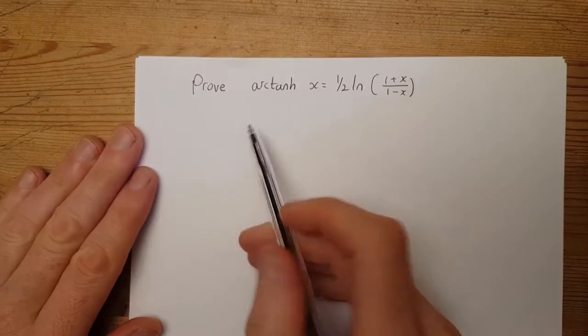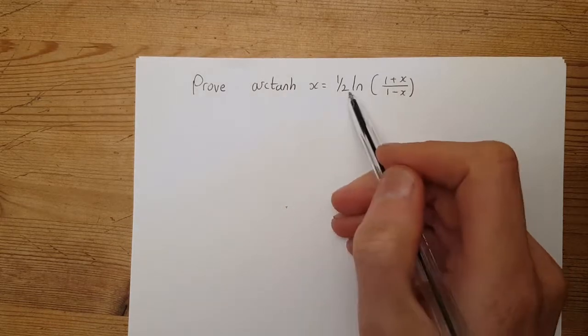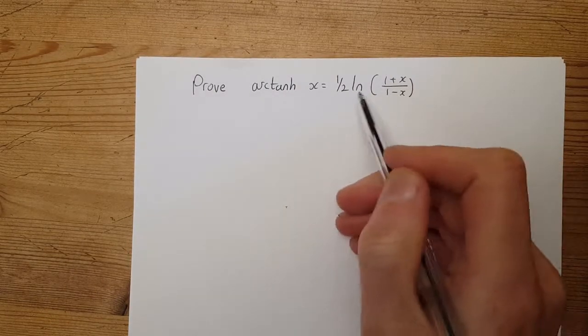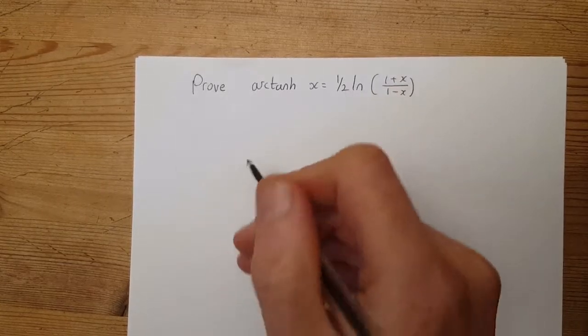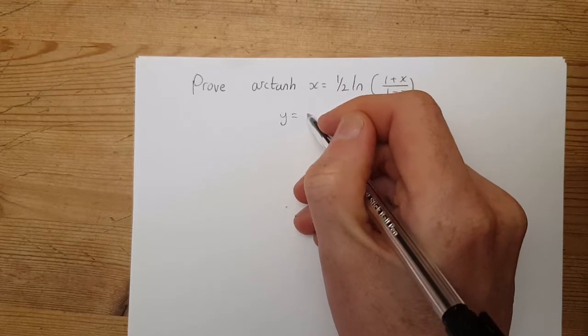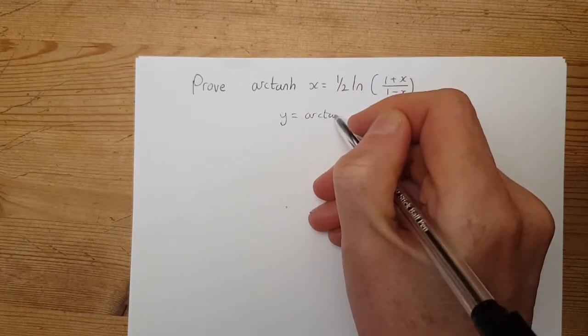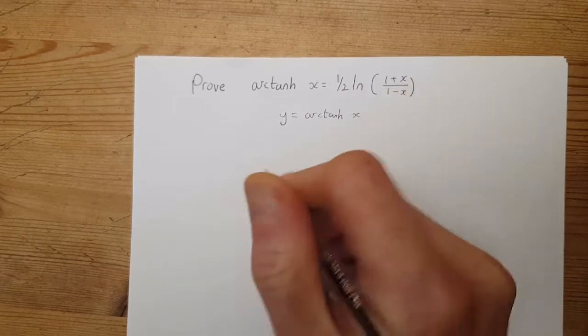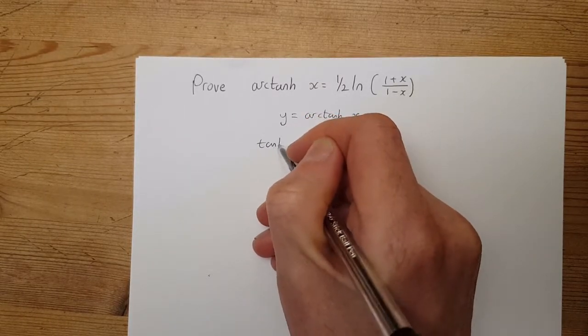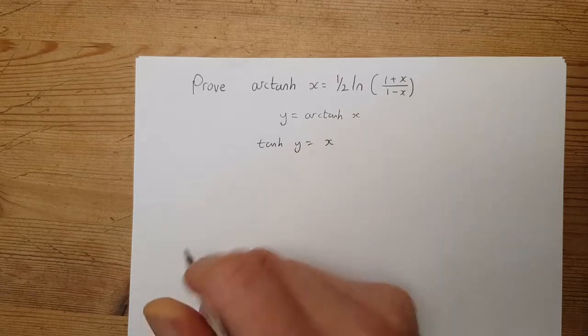So in this video, we're going to prove that arctan x equals a half log of (1 plus x) over (1 minus x) and consider what restrictions there are on this. So I'm going to start by writing y equals arctan x. Alternatively, I could write tan y equals x.